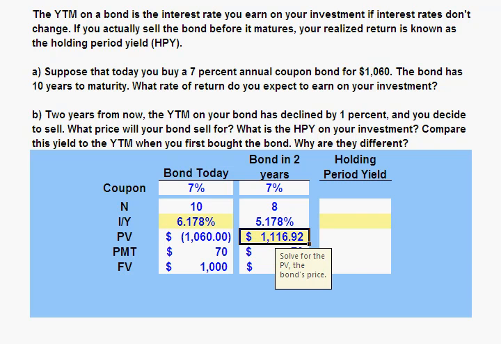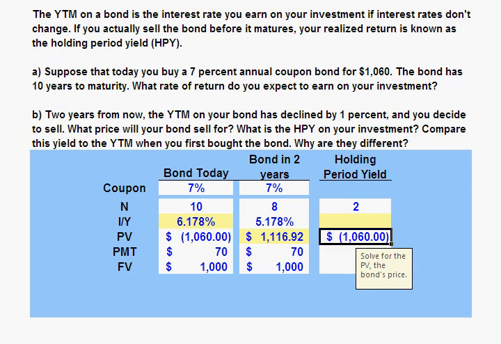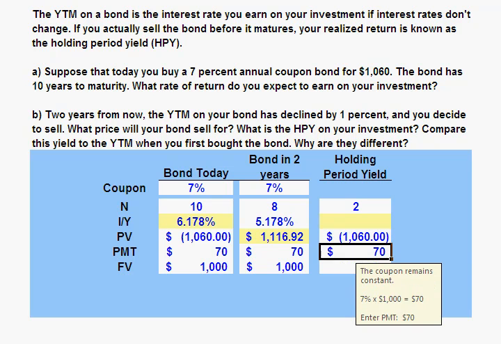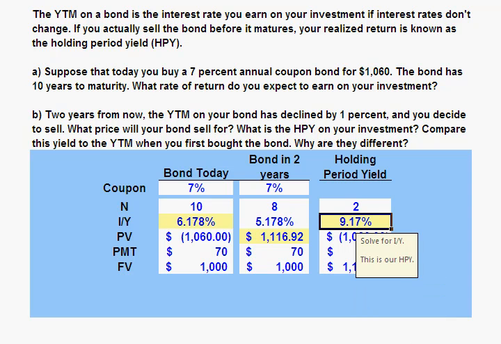We can use this expected selling price to calculate our holding period yield. Recall, we've held the bond for 2 years, so enter 2 for the number of periods. We purchased the bond for $1,060, so enter negative $1,060 for the present value of our investment. We received a $70 coupon each year for the 2 years we held the bond, and we expect to be able to sell the bond in 2 years for $1,116.92. The last step then is to solve for our holding period yield, and we find that we will have earned a 9.17% return on our investment.